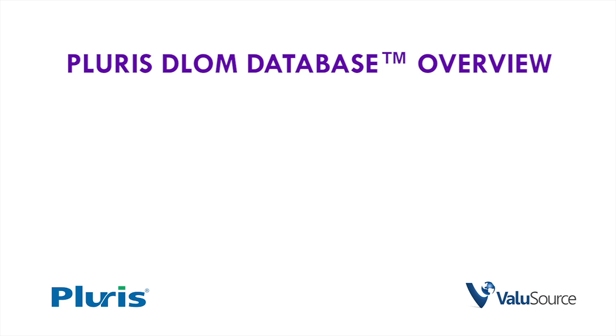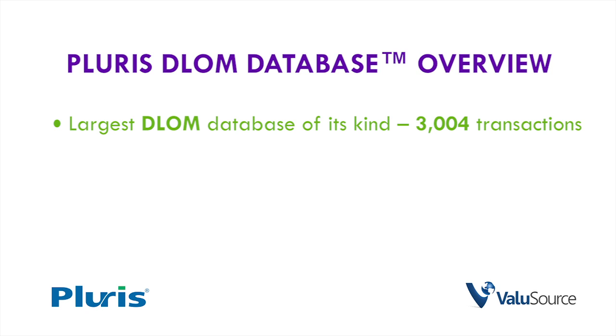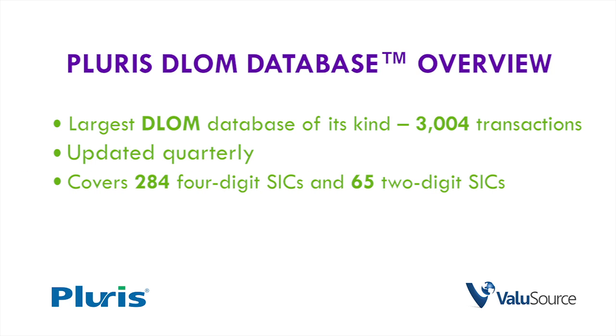We'll soon have close to 3,000 transactions, and that's increasing every quarter. We're adding data to the database every single calendar quarter, so you can count on transactions being added within 3 months of having taken place. And it covers 284 four-digit SIC codes with very wide coverage across the universe of public companies that issue restricted stock.